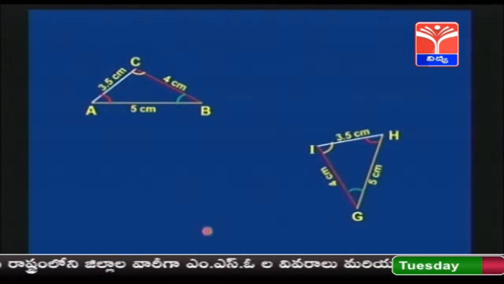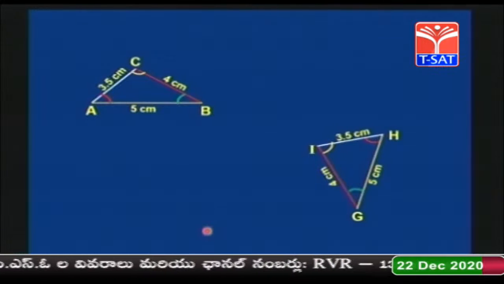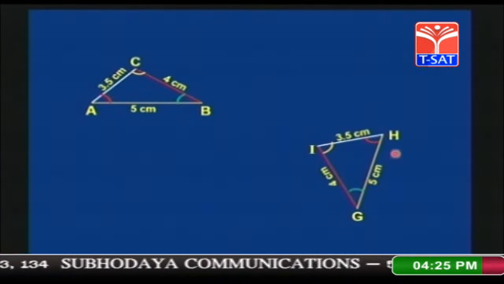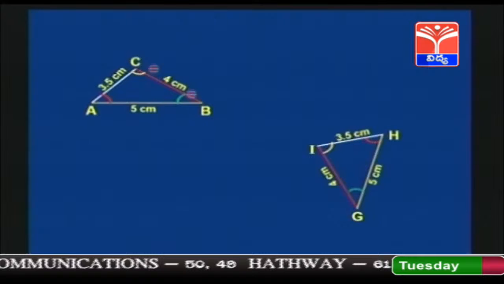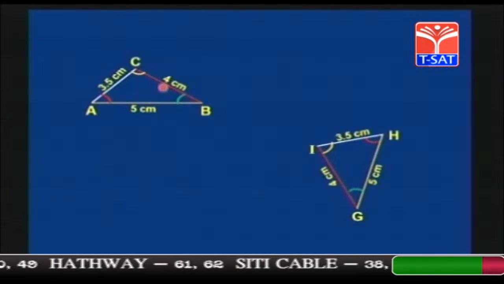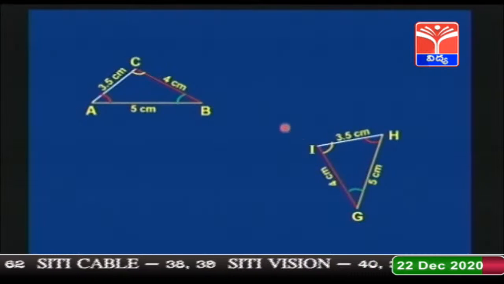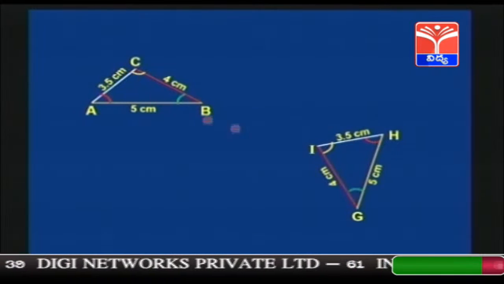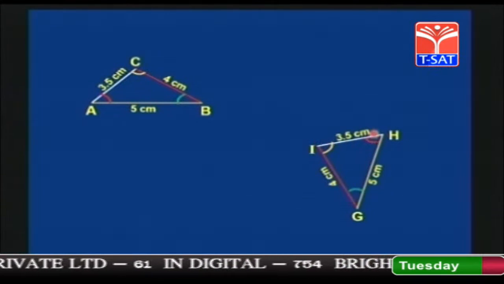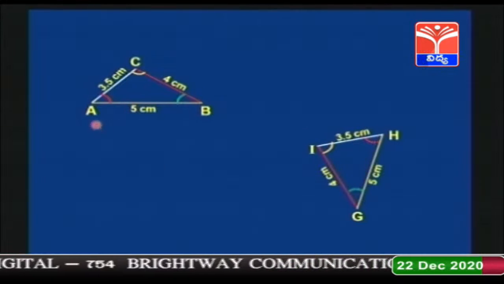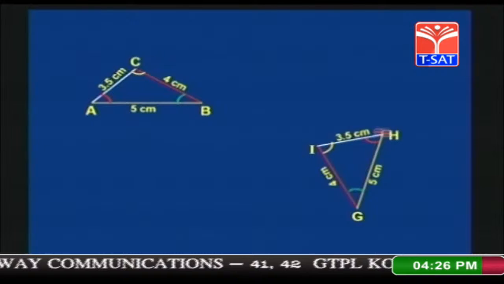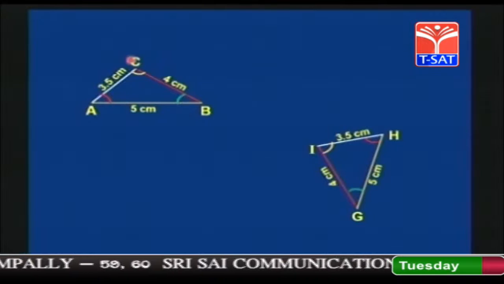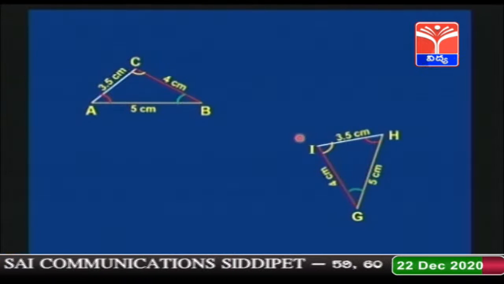See the third example. Here is the triangle GHI. Now students, identify the corresponding sides. AB is 5 centimeter, here GH is 5 centimeter. BC is 4 centimeter, here GI is 4 centimeters, because the corresponding side of BC is GI, because their length measure is same. Next CA is 3.5 centimeter and its corresponding side is IH, 3.5 centimeter. Now my question is, is triangle ABC congruent to triangle GHI? Again my answer is the same, no, because triangle ABC is not congruent to triangle GHI.